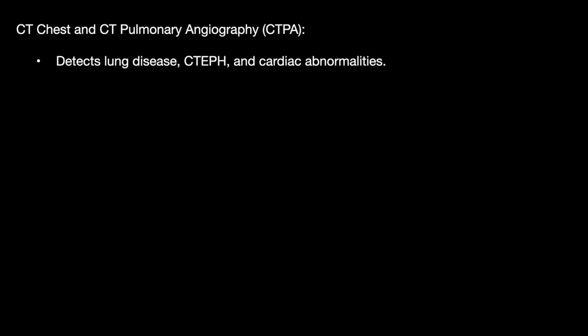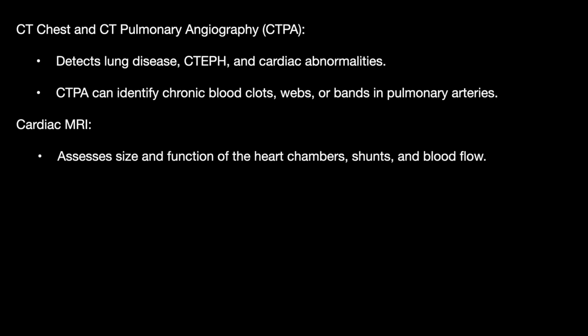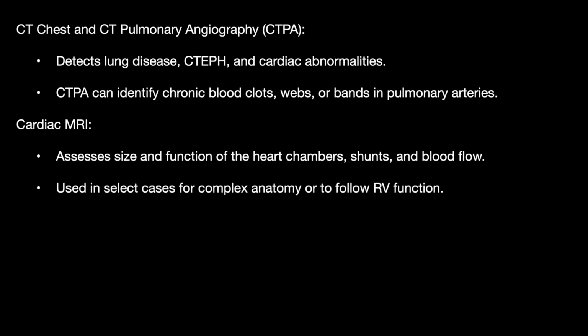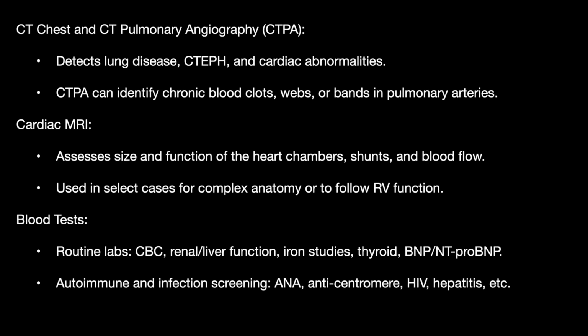It will give you an idea about the lung condition. CTPA can identify chronic blood clots as well. Cardiac MRI assesses the size and function of the chambers, used in select cases, not in all cases. Blood tests like CBC, renal function, iron, thyroid, and BNP help you rule out the alternatives. If you are searching for connective tissue disorders, you need to look for them as well as infectious causes. They help in finding the other different causes.